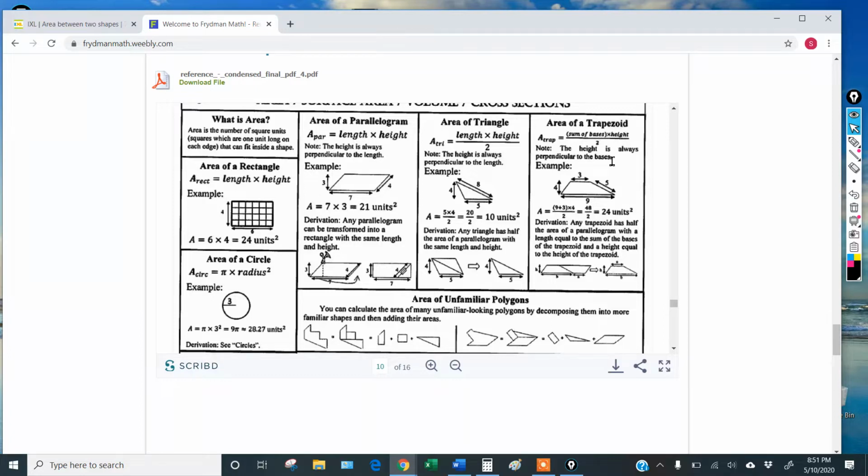And for a trapezoid, it would be the sum of the bases. The bases of a trapezoid are defined to be the sides that are parallel to each other. So in this example, the side which is 9 units long is parallel to the side which is 3 units long. So these are the bases. So we would add up the two bases and then multiply by the perpendicular height, which in this case would be 4, and then divide all of that by 2 to get the area of the trapezoid. So please refer back to the reference pages as you are doing the IXL if you forget how to find the area of a shape.